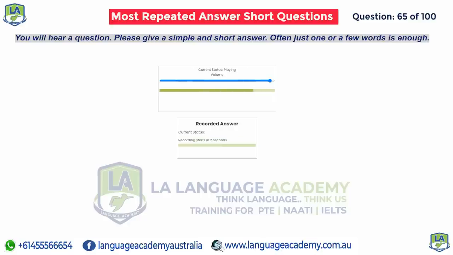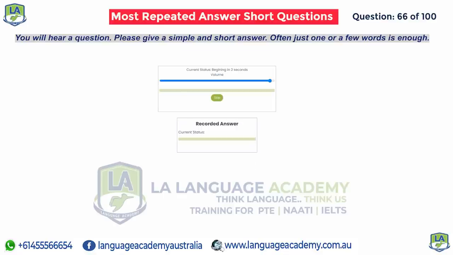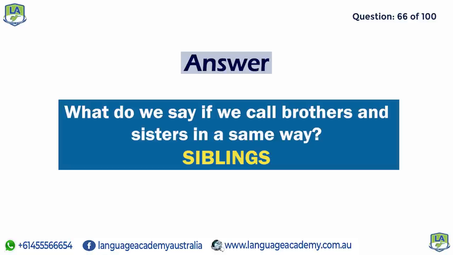What do we call a table showing days, weeks, and months of a year? Calendar. What do we say if we call brothers and sisters in a same way? Siblings.